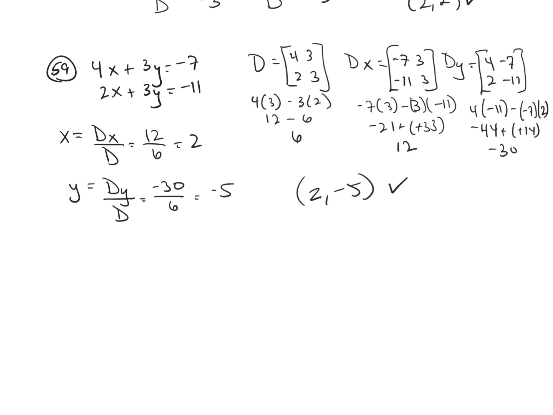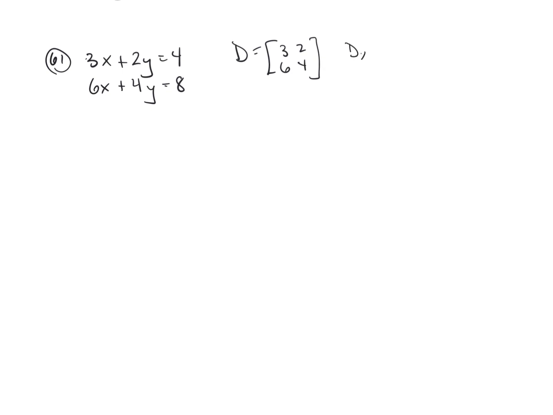All right, another Cramer's rule, which is a 2 by 2. Well, your matrix will be a 2 by 2. All right, so here we go. We'll have D, which is 3, 2, 6, 4. D sub x is replacing our x coefficients with our constants, so 4, 8, 2, 4. And then D sub y, we replace our y coefficients with our constants.